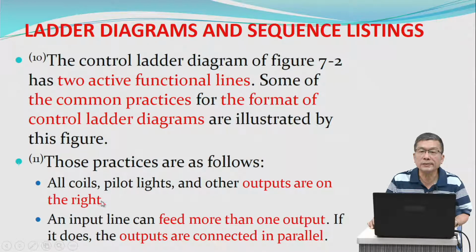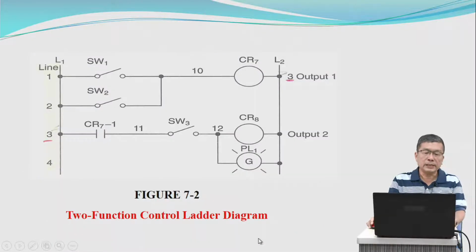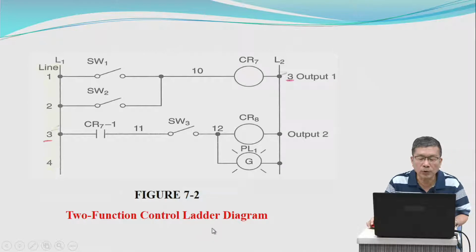All coils, pilot lights, and other outputs are on the right. The input line can fit more than one output. If it does, the outputs are connected in parallel. This shows you two-function control ladder diagrams.